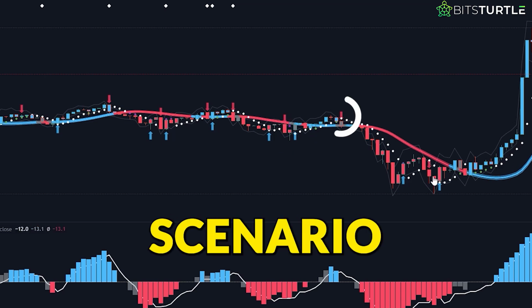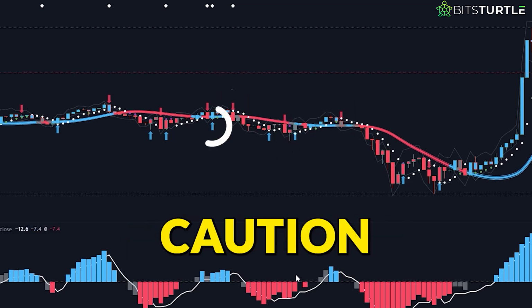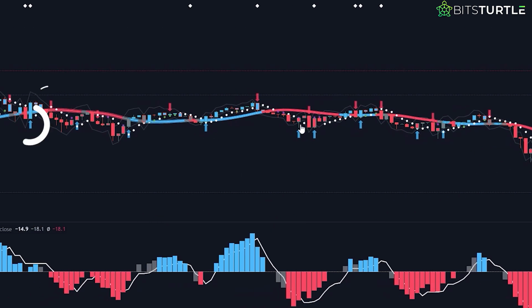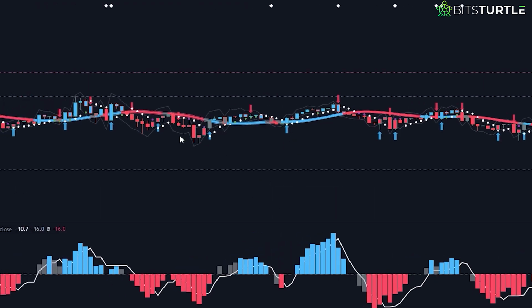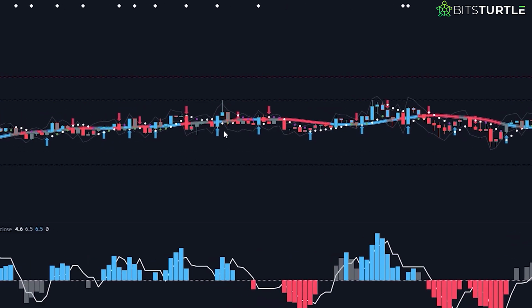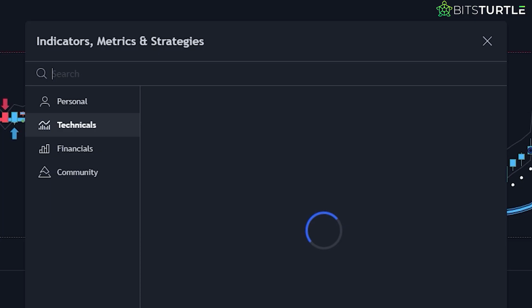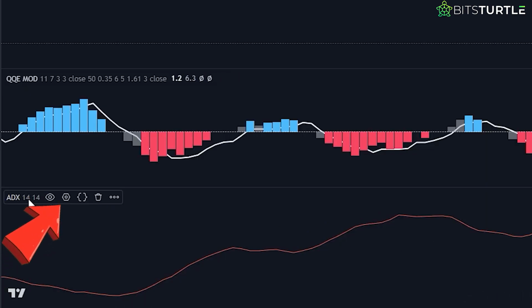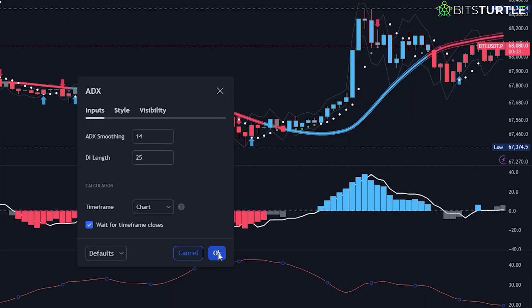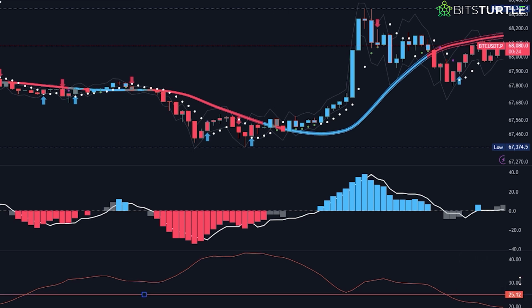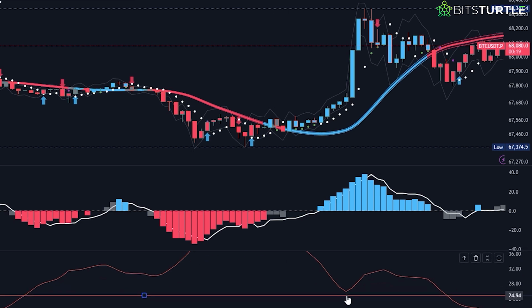Now, there is one scenario where you may need to exercise additional caution: extended sideways periods with brief pockets of momentum. In these cases, QQE Mod may briefly turn blue or red, appearing to confirm a signal. However, in reality, the market is simply stalling out after a small rip or dip. To handle these trickier situations, you can implement the ADX indicator as a trend filter. Set the ADX length to 25 and avoid trading at all when the ADX line is below 25. This will prevent accidentally treating small momentum bursts as new trends during prolonged range periods.